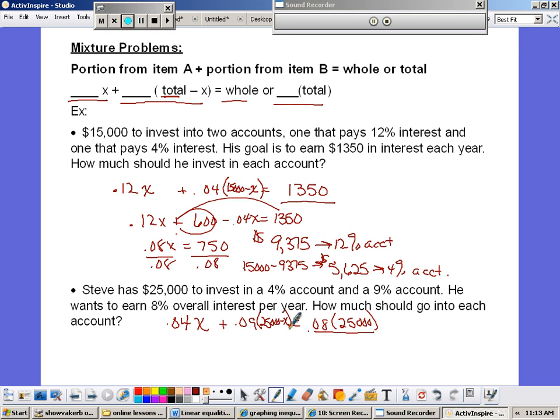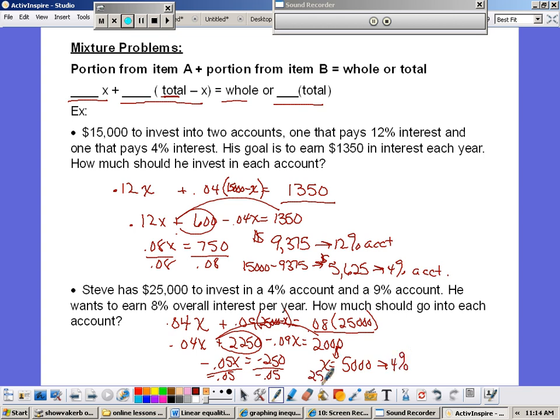So I get 0.04x plus 2,250 minus 0.09x equals 2,000. So I get negative 0.05x, move my 2,250, equals negative 250. Divide by negative 0.05. X is $5,000. X was my 4% account.